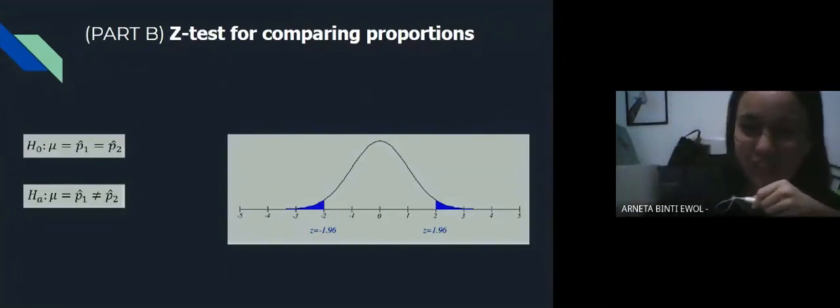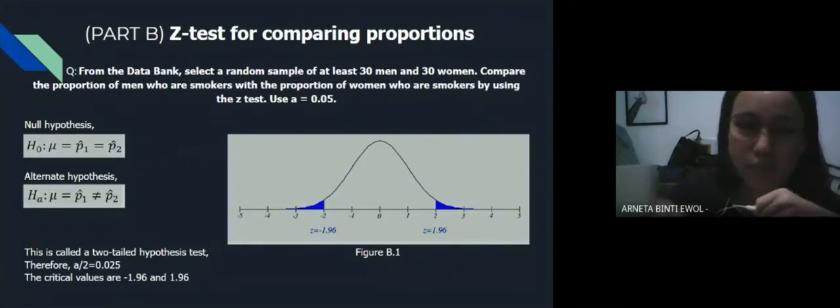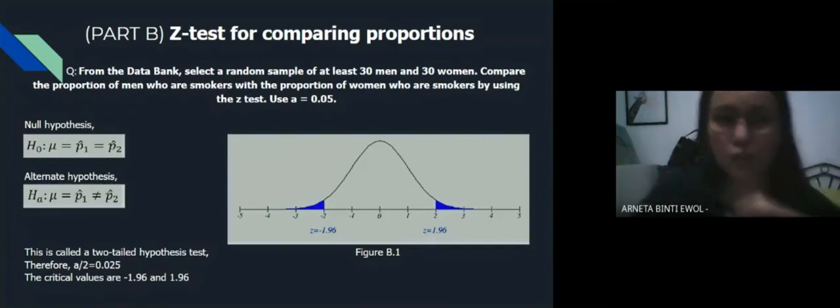I'll present part B, the Z-test for comparing proportions. The question from the data bank: select a random sample of at least 30 men and 30 women. Compare the proportion of men who are smokers with the proportion of women who are smokers by using the Z-test. Use alpha equal to 0.05.